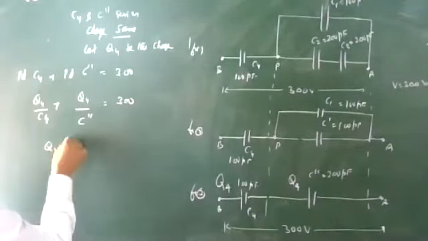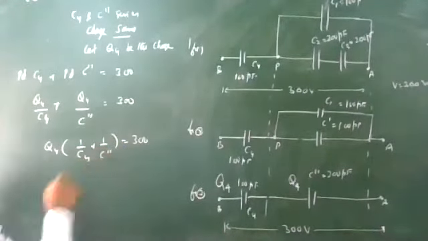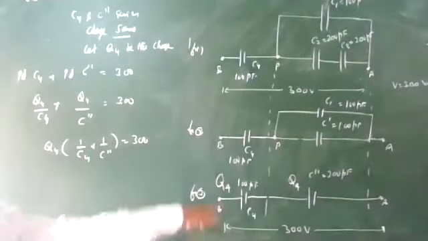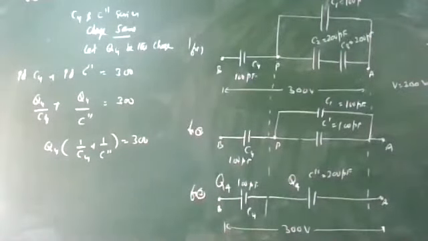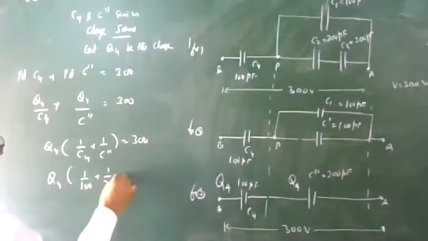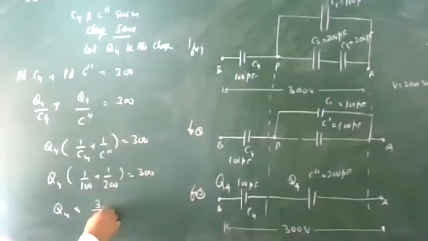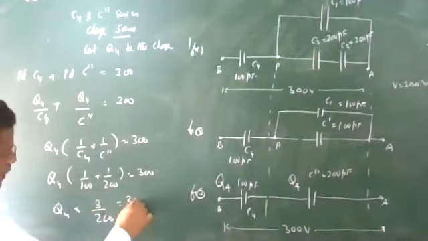So Q4 times (1 upon C4 plus 1 upon C double dash) is equal to 300. Just now we found they are connected in series. Calculate and tell me fast. C4 value is 100 and C double dash is 200. So 1 upon 100 plus 1 upon 200, which gives 3 divided by 200, times Q4 equal to 300.